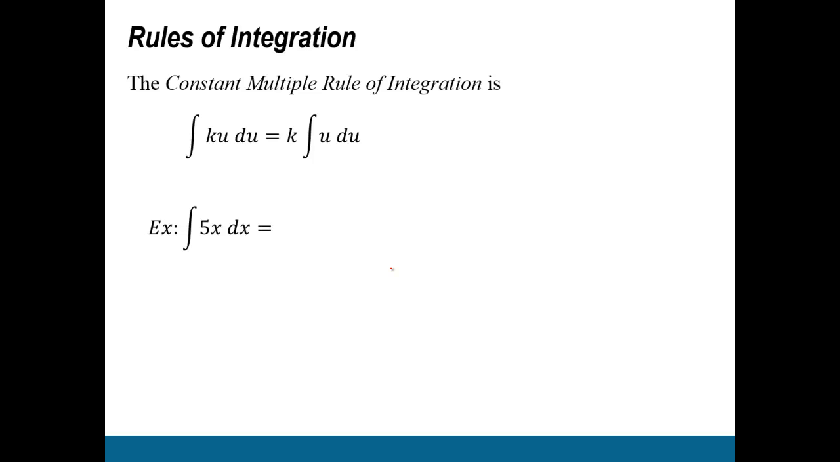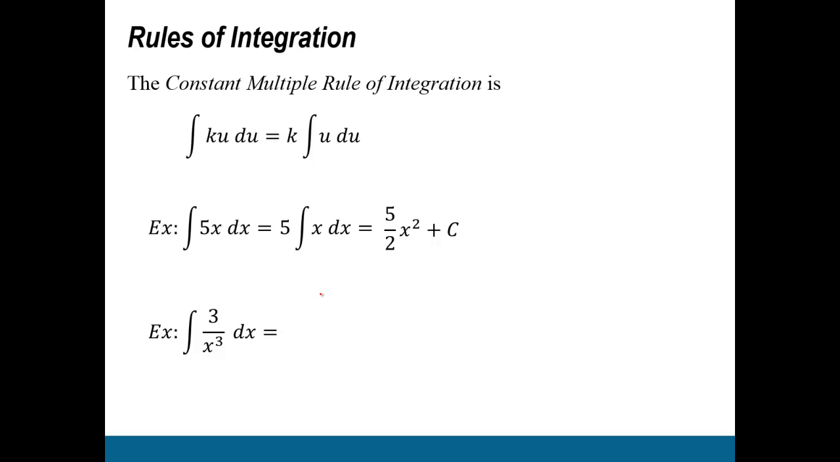In the first example, we're asked to integrate 5x dx. We'll use the constant multiple rule. We'll pull 5 in front of the integral operator. We now have 5 times the integral of x dx. We'll integrate x as x squared divided by 2. We'll multiply by 5, which gives us 5/2 x squared plus the arbitrary constant.